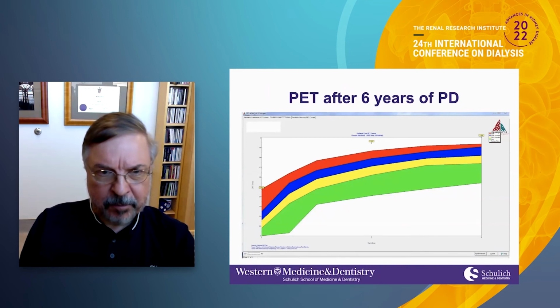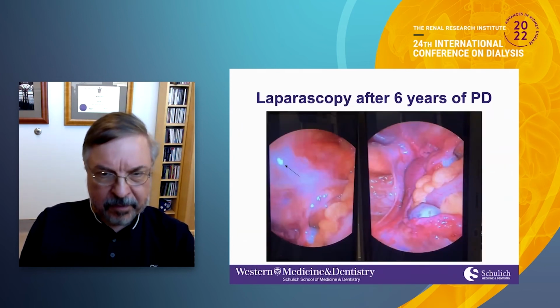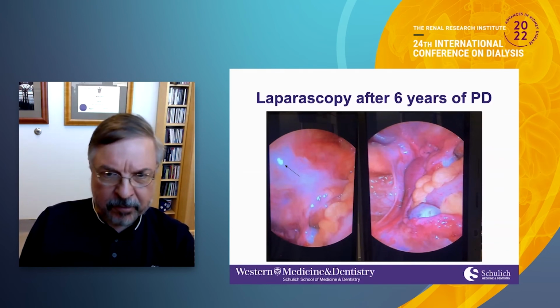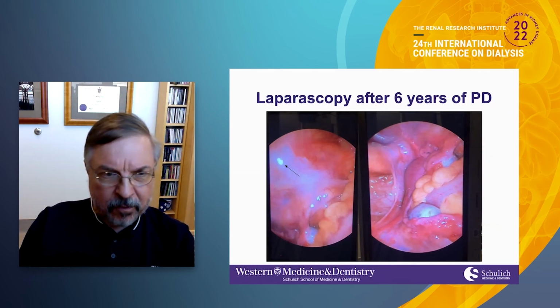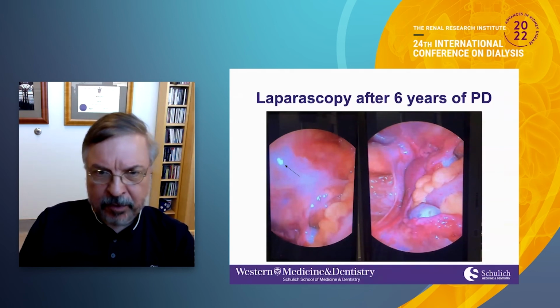And this is the last PET, so she's still a high transporter, a very high transporter. We asked the surgeon who put the catheter in to do two things: to do a very detailed inspection of the peritoneum in a laparoscopic approach, and to also obtain a biopsy because of the lack of data of what would happen after such a long time. And there were a few of these very bright plaques, which presumably are some areas of fibrosis, but overall, the peritoneal membrane actually looked pretty good.